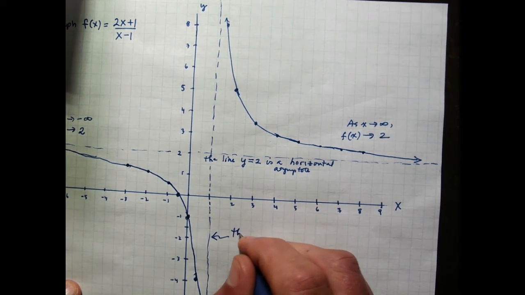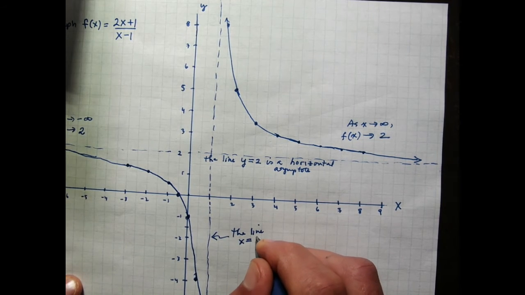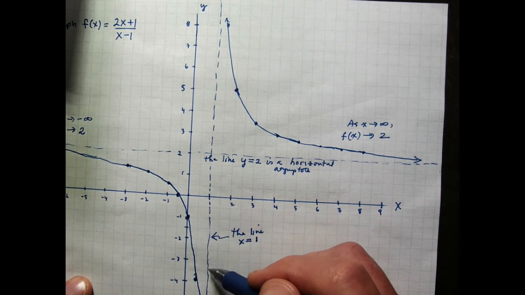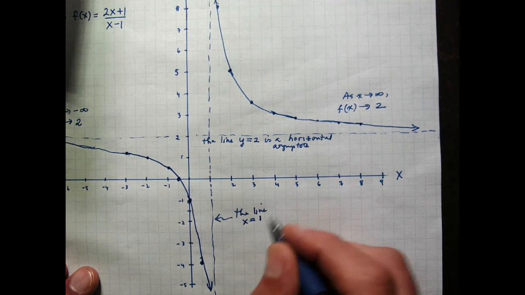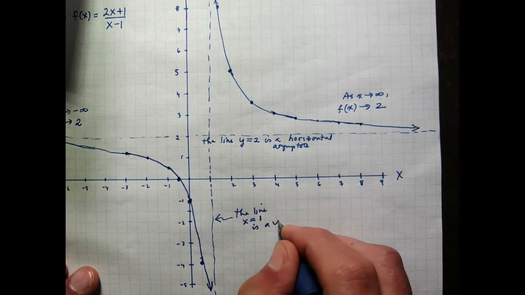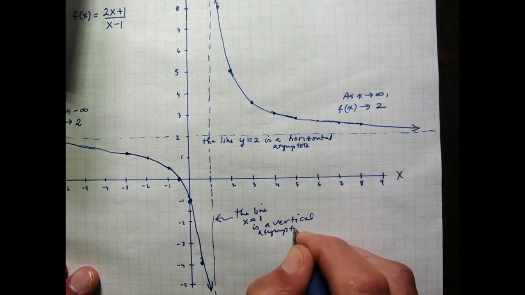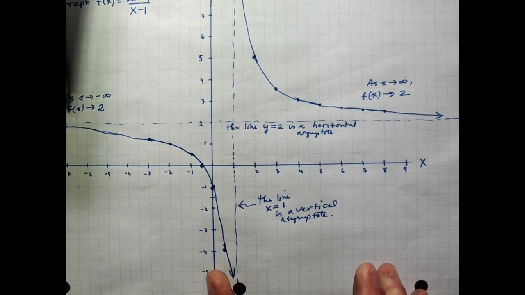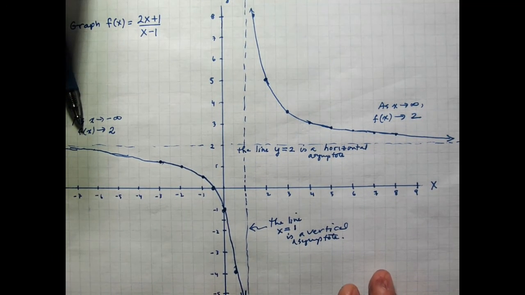Right here, we call that vertical line x equals 1, because a vertical line has an equation of the form x equals a constant, just like a horizontal line has an equation of the form y equals a constant. So the line x equals 1 is a vertical asymptote. What we want to be able to do is identify these asymptotes quickly, without having to plot zillions of points. And that's what we're going to talk about next.